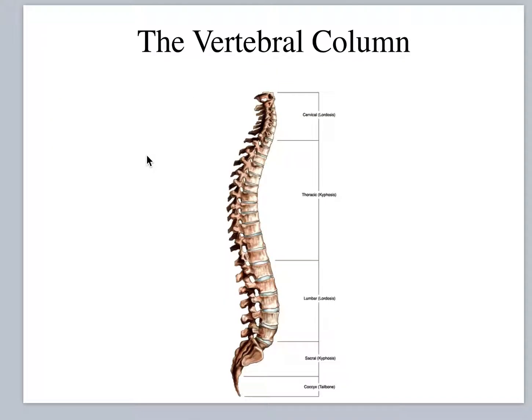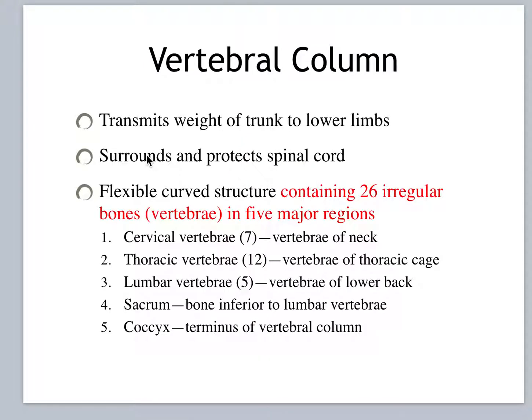Below that, we'll come to the vertebral column. The purpose of the vertebral column is to transmit the weight of the trunk to the lower limbs, and to surround and protect the spinal cord. And there's 5 sections of the vertebral column. There's the cervical vertebra. There's 7 cervical vertebra. There's 12 thoracic vertebra. There's 5 lumbar vertebra. The sacrum is actually 5 bones initially that fuse and become one functional bone. The coccyx is 3 to 4 bones initially that fuse to form one functional bone, or the tailbone.